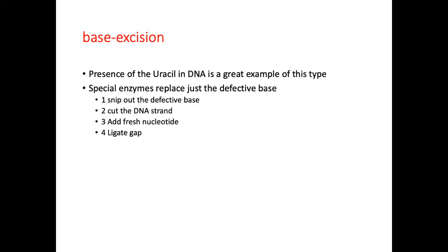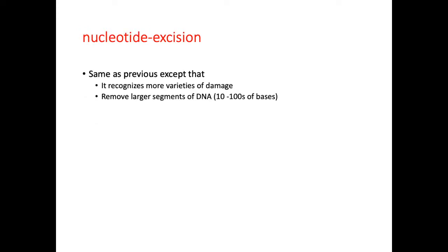In base excision repair, the presence of uracil in the DNA is a great example of this type. Special enzymes replace just the defective base. So first we snip out the defective base, second cut the DNA strand, third add fresh nucleotides, and fourth ligate the gap. And nucleotide excision is the same as the previous, but here it recognizes more varieties of damage and removes large segments of DNA, like 10 to 100 base pairs.